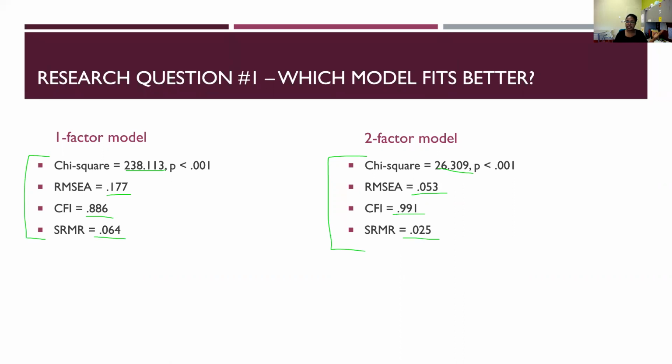So that's pretty cool, right? So we answered one research question about the measure. Is it better to think of ethnic identity as just one thing with these 6 items, or is it better to think of ethnic identity as exploration with 3 items and commitment with 3 items? This data is suggesting that thinking of ethnic identity as exploration and commitment is a much better fit to the data.